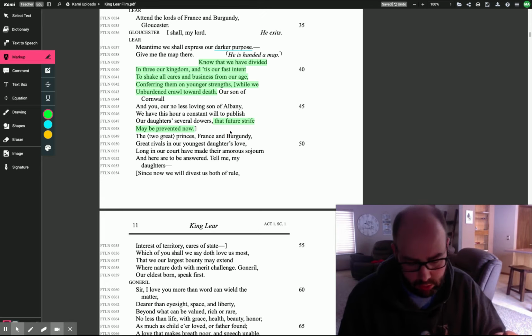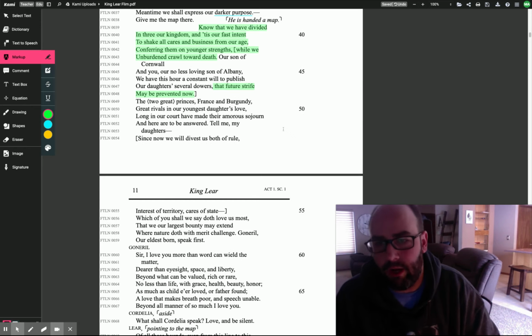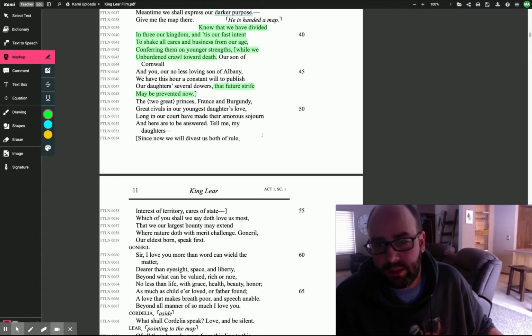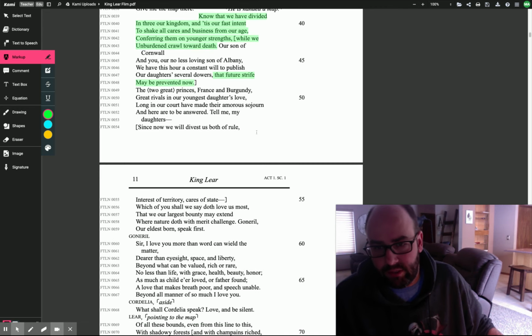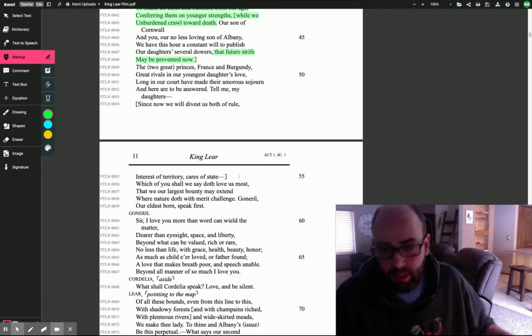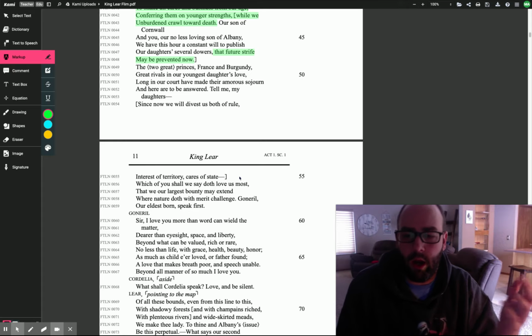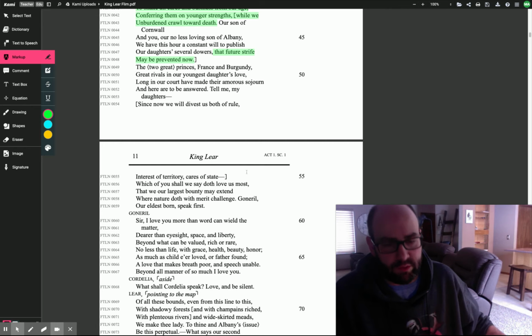It never works. "The two great princes, France and Burgundy, great rivals in our youngest daughter's love, long in our court have made their amorous sojourn, and here are to be answered. Tell me, my daughters, since now we will divest us both of rule, interest of territory, cares of state, which of you shall we say doth love us most? That we our largest bounty may extend where nature doth with merit challenge. Goneril, our eldest born, speak first."